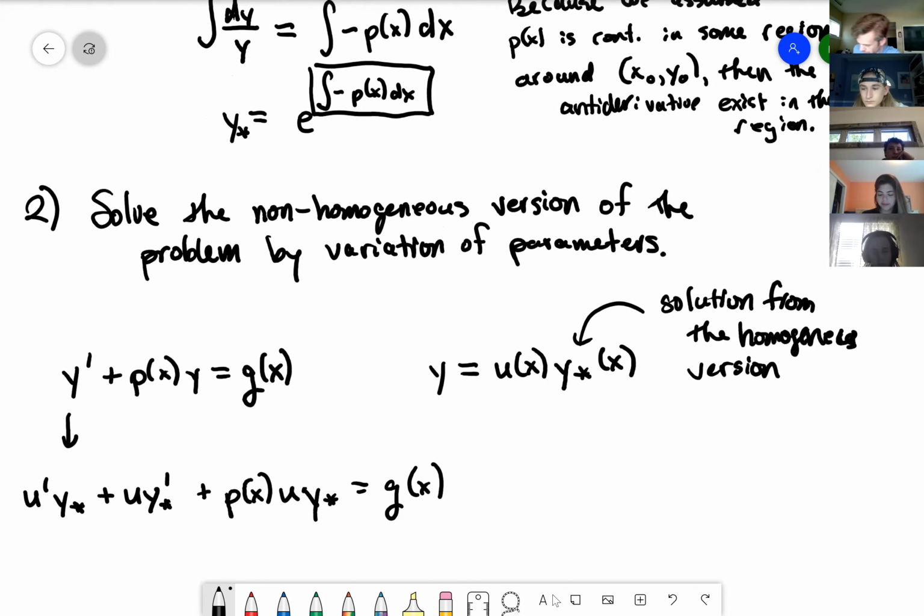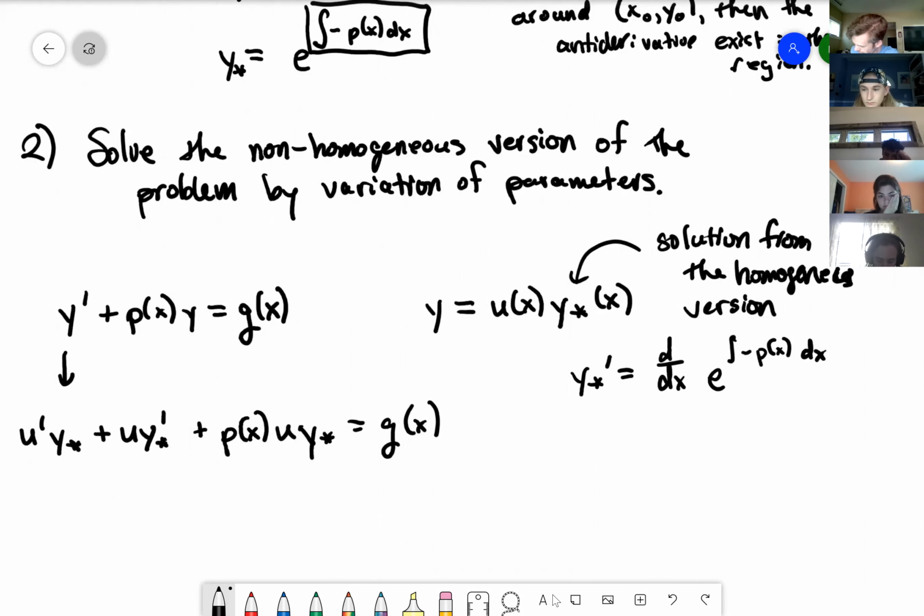And if we go back up here, we see that y star prime is equal to the derivative of e to the integral of minus p of x dx, the derivative of e to the integral. And so what we get for this is e to the integral.